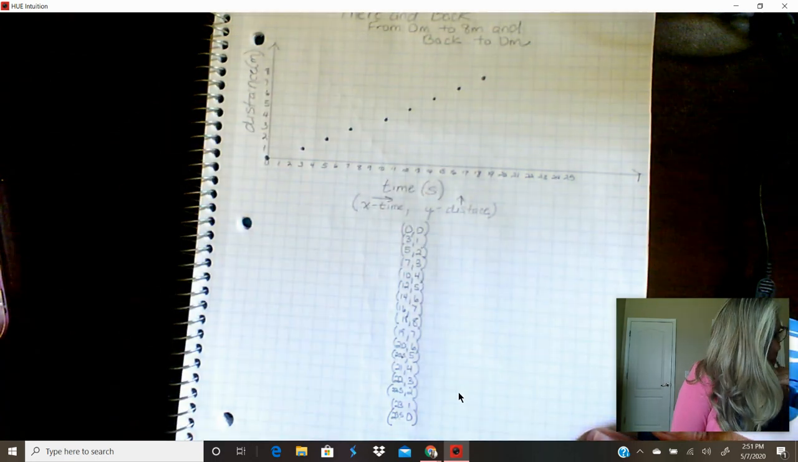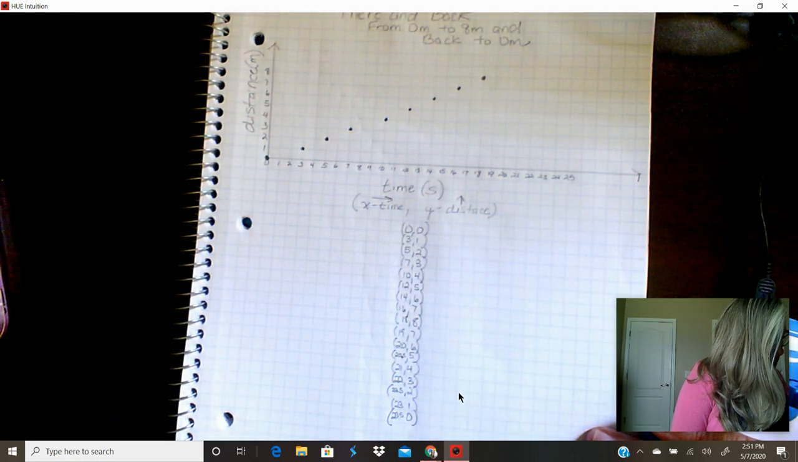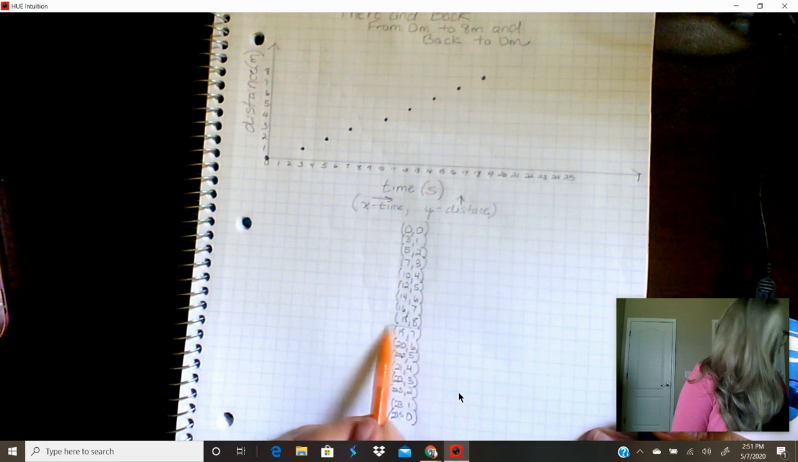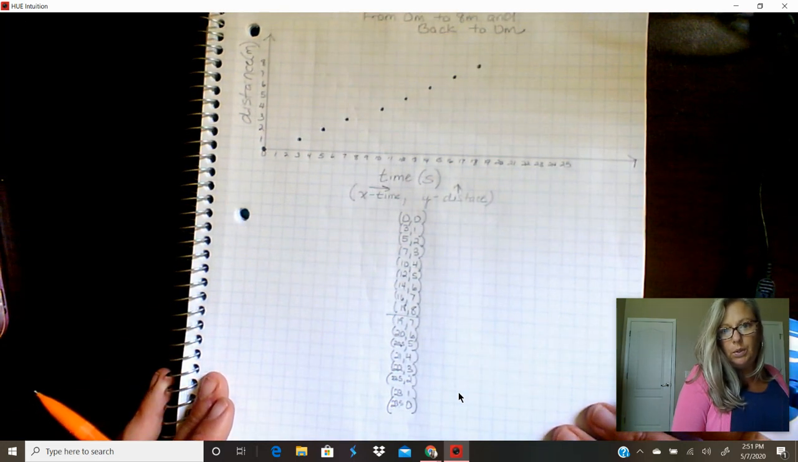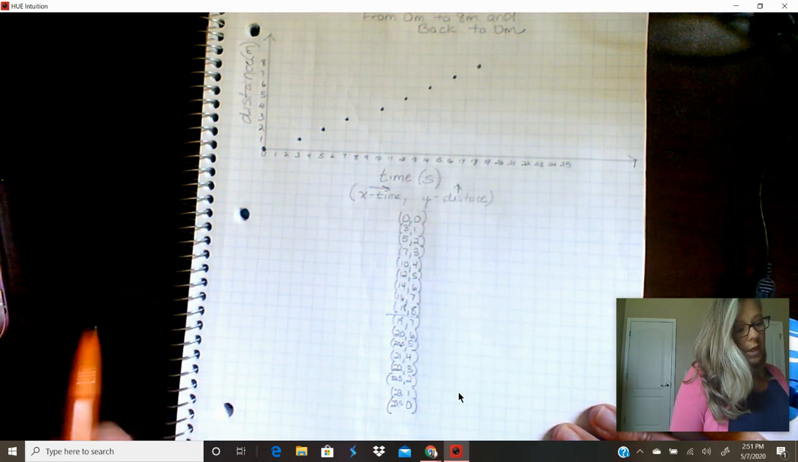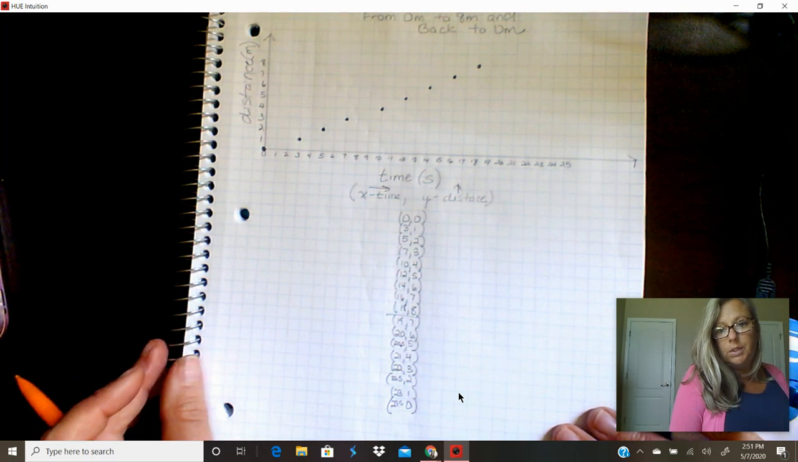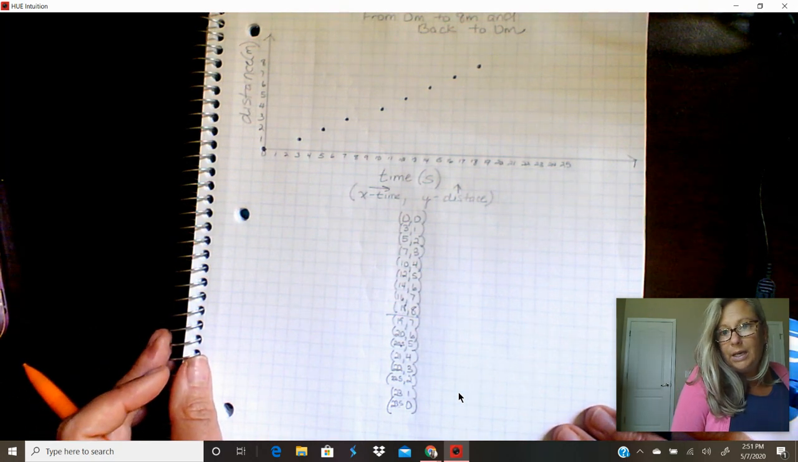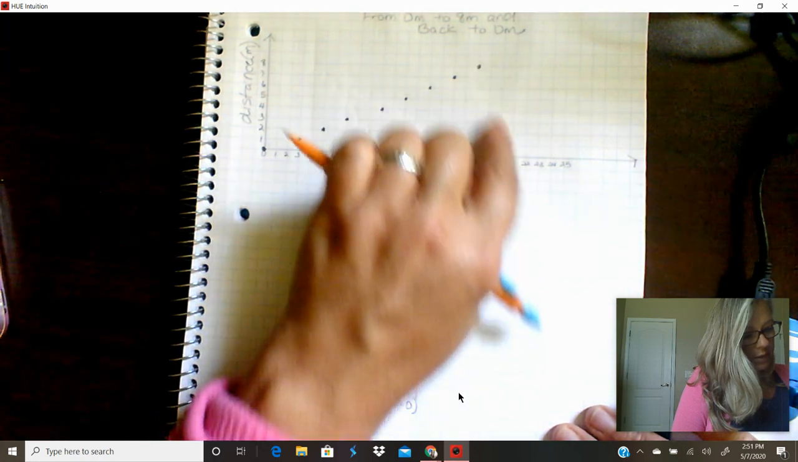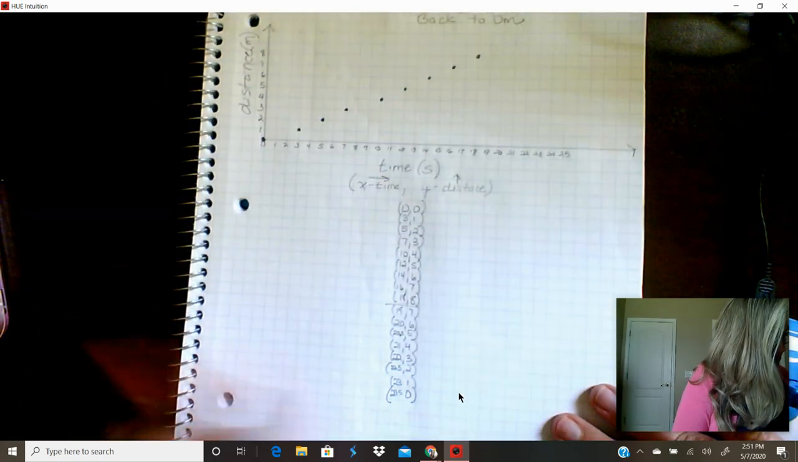Now, all right, let's do the rest. Notice we still have half the points to do, and we've taken up almost the whole graph. He was going pretty slow at first. And remember, on the walk back, he sped up, which means that our slant is going to be way steeper. Let's see how the points turn out.